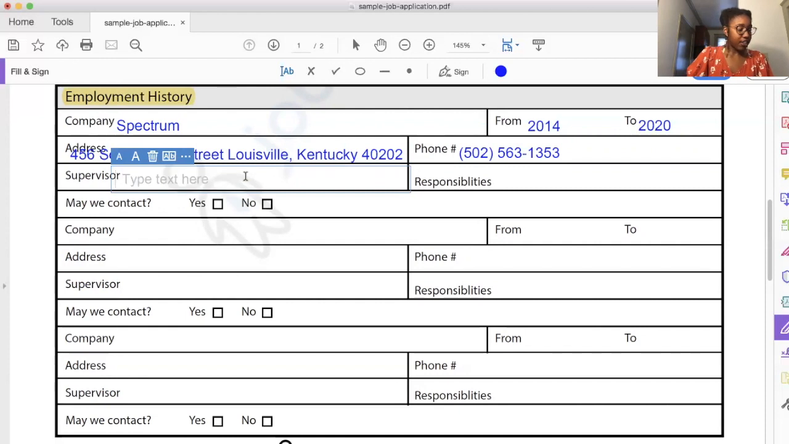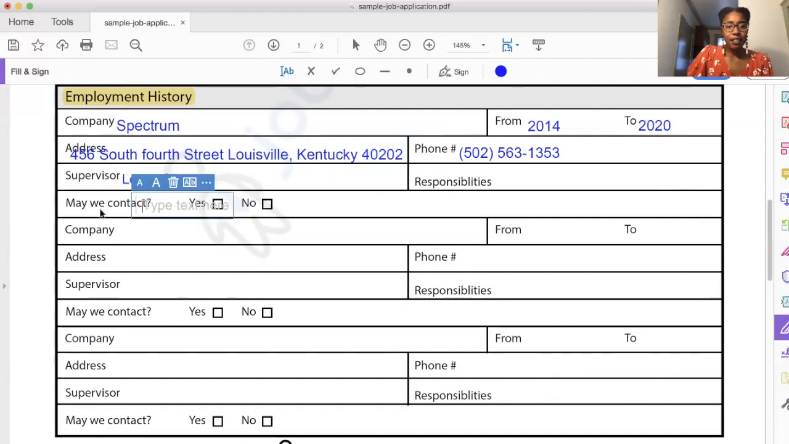The supervisor at Spectrum was Leslie Golden. The person that helped you, supported you, gave you information and directions was Leslie Golden. Leslie Golden was Sarah's supervisor at Spectrum.